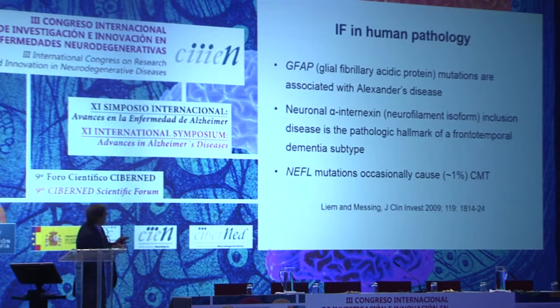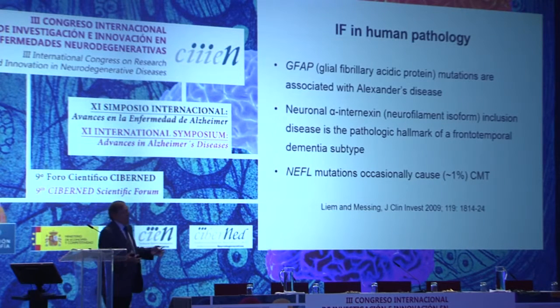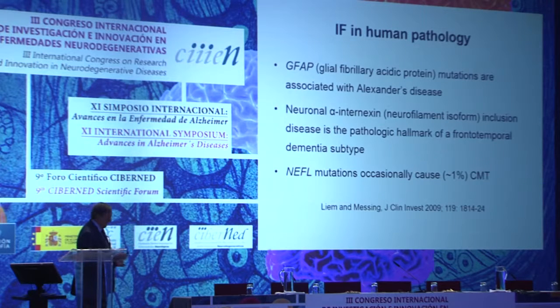Here we can see three examples of intermediate filament abnormalities in human pathology. GFAP mutations are associated with Alexander disease, which is a type of leukodystrophy. Neuronal alpha-internexin inclusion disease is the pathological hallmark of a subtype of frontotemporal dementia. And finally, NEFL mutations are associated in around 1% of cases with CMT.